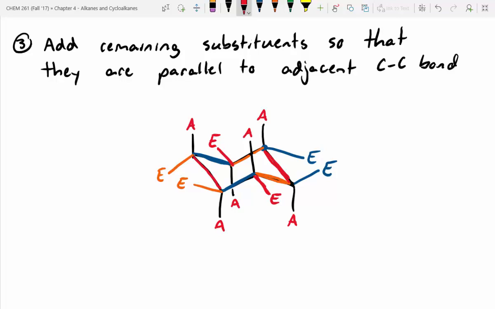It takes a lot of practice to get good drawing these. I'm not going to be super duper picky, but what I do like students to do is to label their substituents. So what I'm going to do real quick is I'm just going to erase these, redo them as black. That way we're not completely overwhelmed by color here. And I'm going to do all of the ones going out as E's.